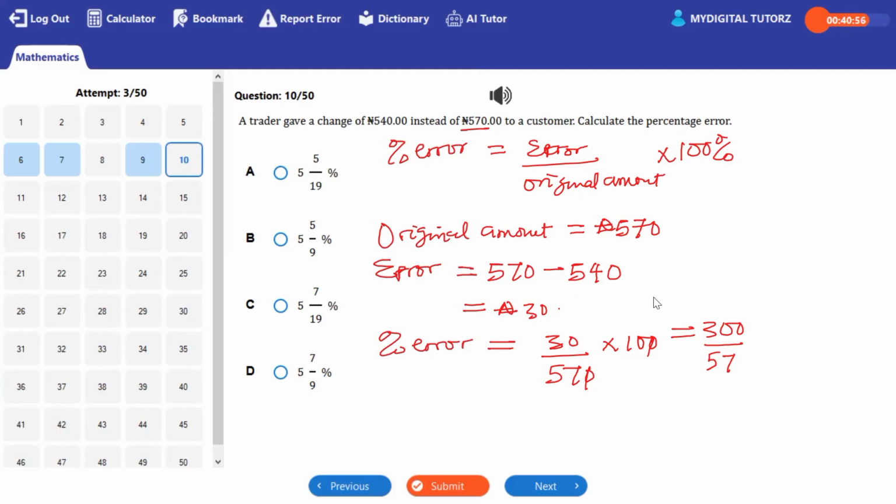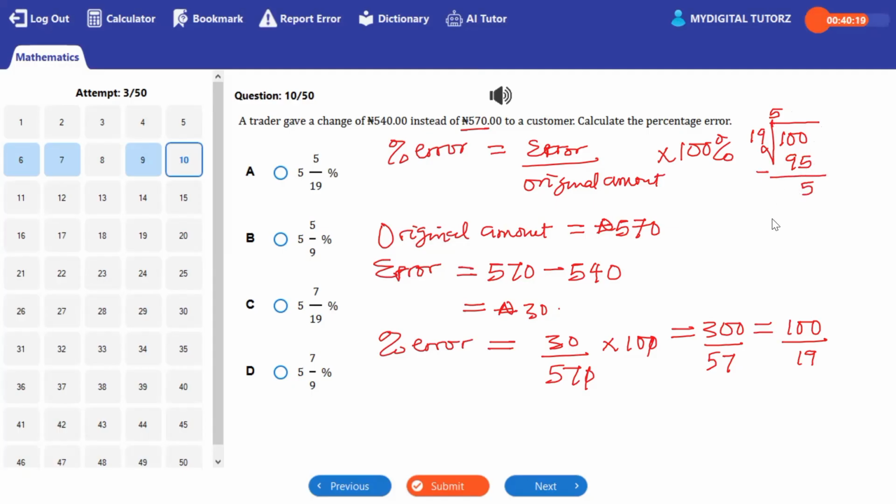So since 3 can go into 57, then 300 divided by 3 gives us 100 all over 19. This is an odd number, so it cannot be divisible by 100. Therefore, it's going to be a mixed fraction. So from here, we can use long division: 100 divided by 19. How many times can 19 go into 100? It goes 5 times. 5 times 19 gives us 95. Then minus, you're going to have 5 left.